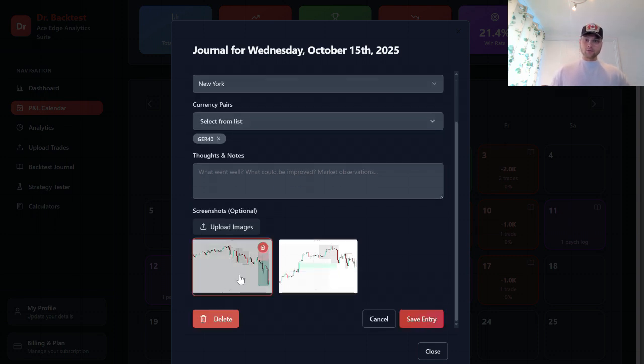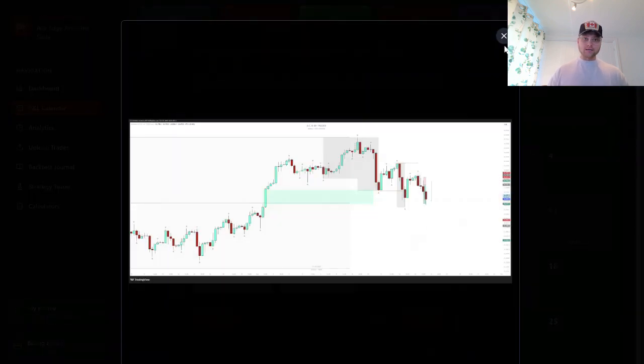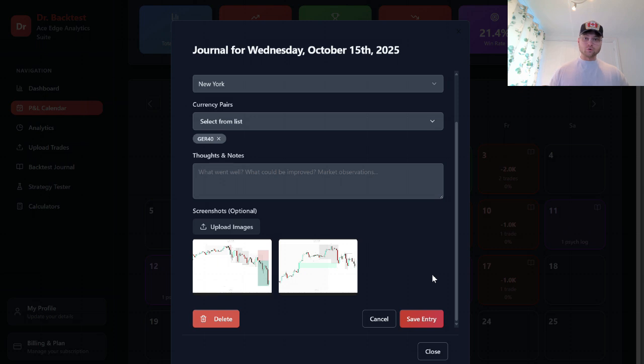Where are we? Yeah, there we go. So you can upload your screenshots as well. You can obviously put these in, go back and look exactly why you took that trade, what that trade was. You can store your data. This is where most traders fall short. They don't track and plug each trade.